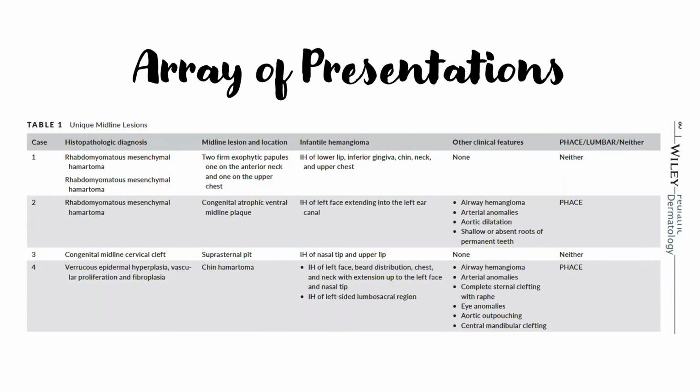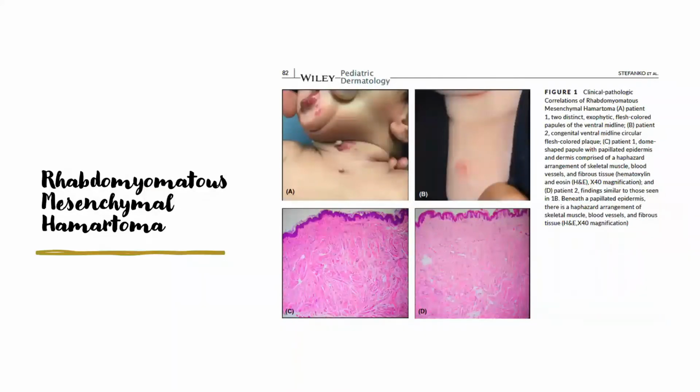Here you can see that patient 1, labeled as case 1, was not diagnosed with PHACE or lumbar, but did have an infantile hemangioma and 2 midline lesions diagnosed on pathology as Rhabdomyomatous mesenchymal hamartomas. Here you can see photos of 2 different patients with different appearing midline anomalies. However, when the tissue from these midline anomalies was examined under the microscope, both were diagnosed with Rhabdomyomatous mesenchymal hamartomas.